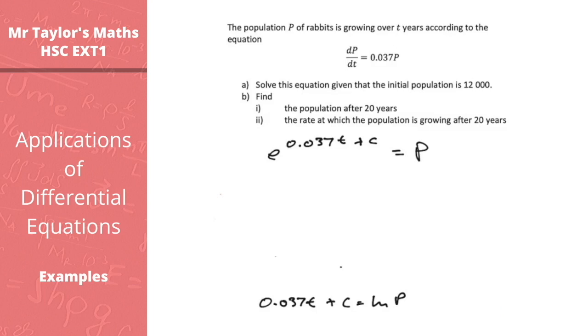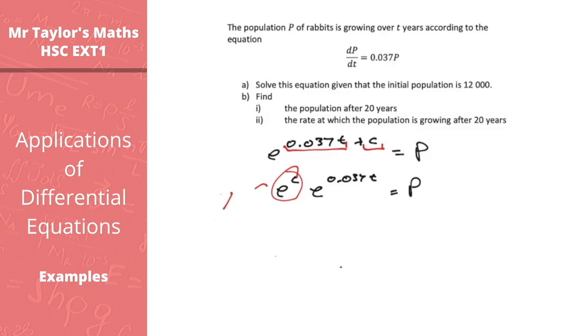Now for the next part, this is a trick that we're going to use fairly often, so pay attention. I can use my index laws. If I'm adding these two in the exponent, that's the same as multiplying. So I can write this as e to the c times e to the 0.037t. Basically this bit here is some sort of constant. For completion of what we've done before on exponentials, we're going to call that A, because that's going to be our initial population. Just using the notation that we've done before.